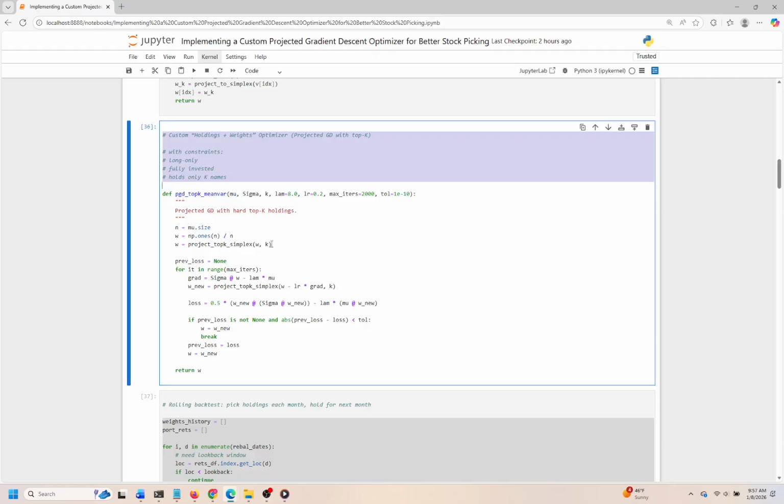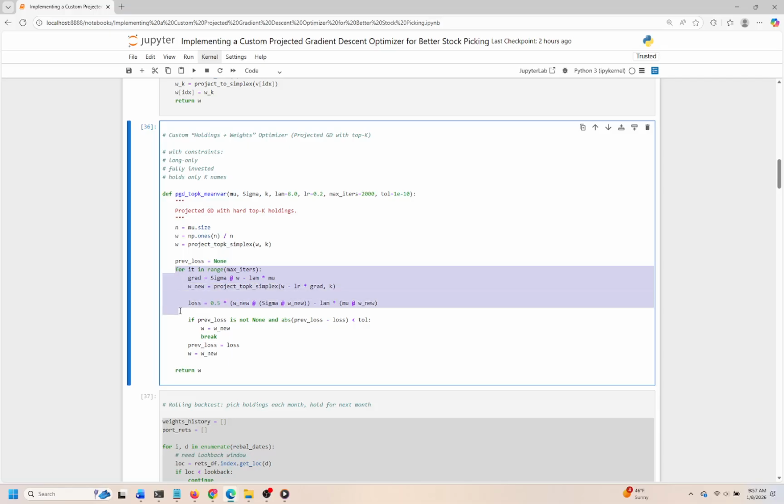As the optimizer iteratively adjusts the weights, it calculates the gradient, which provides a direction for modifying the weights to enhance returns while minimizing risk.